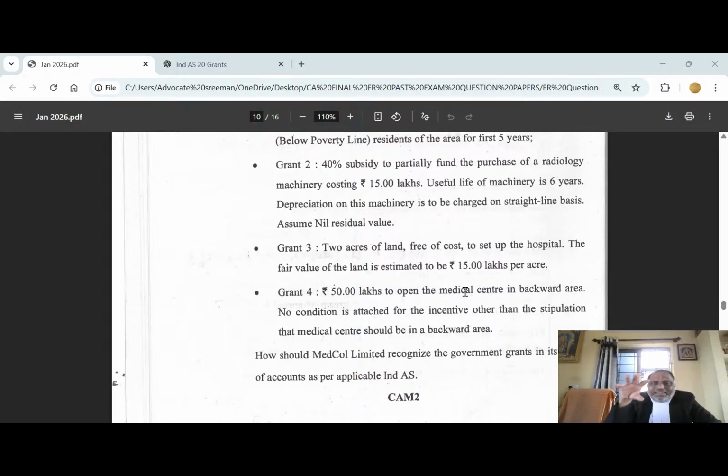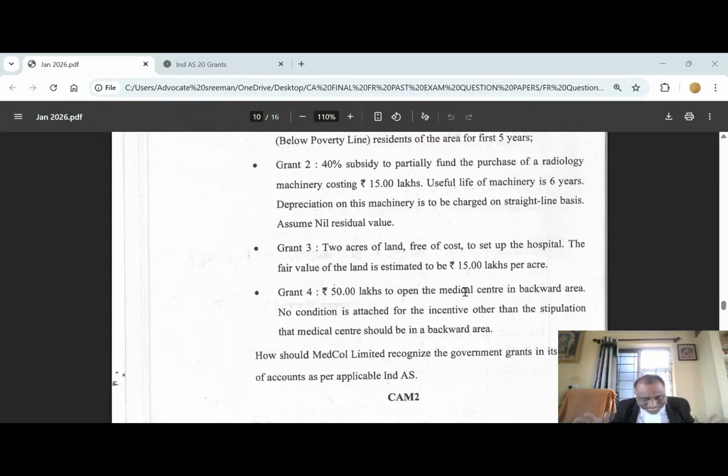Now I would like to come to grant 2. The second grant is a subsidy on plant and machinery. It is a grant related to a depreciable asset, so the relevant provision is para 24 of Ind AS 20: a grant related to an asset shall be presented either by setting it up as deferred income or by deducting the grant from the carrying amount of the asset. Either method I need to follow. Ind AS does not permit credit to capital reserve. Either method is acceptable, method 1 or method 2.